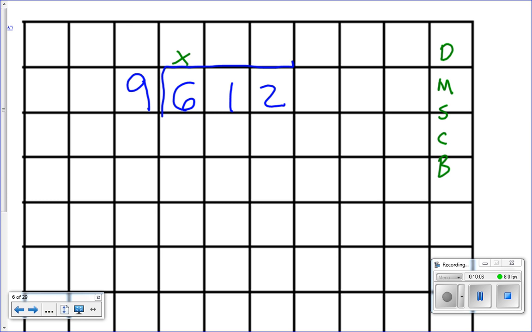9, 18, 27, 36, 45, 54, 63. Whoop! I got to 63. That's too much. So back up. It could go in 6 times. And if you don't believe me, go ahead and write out your 9s. 6 times 9 is 54.